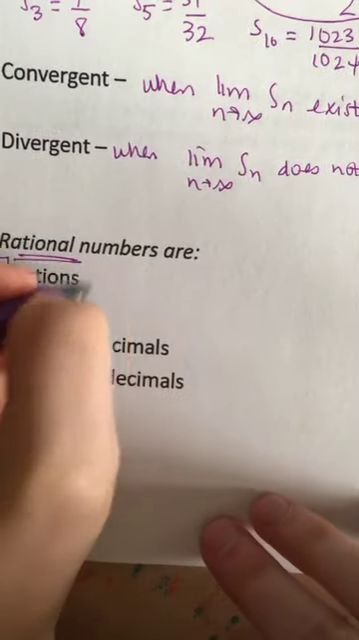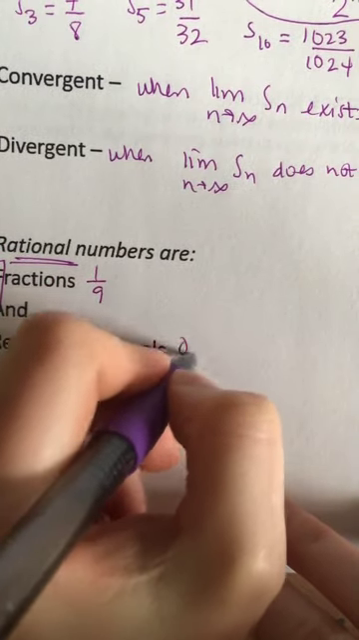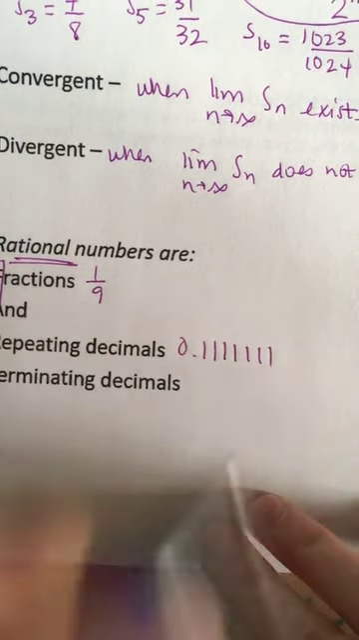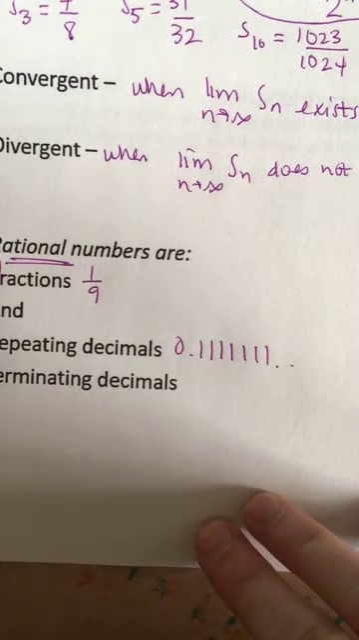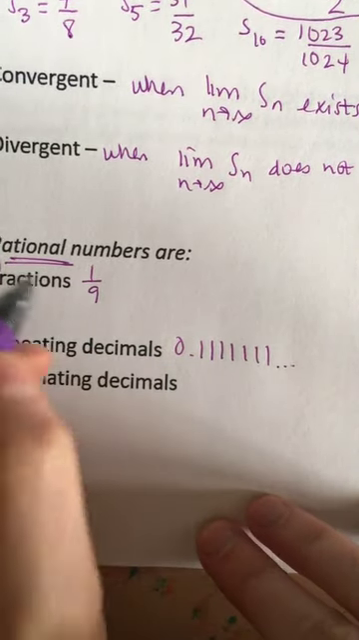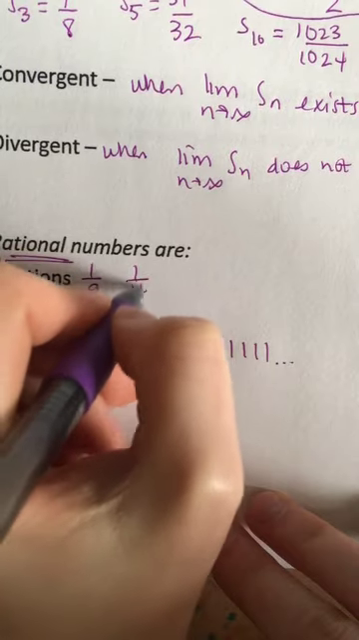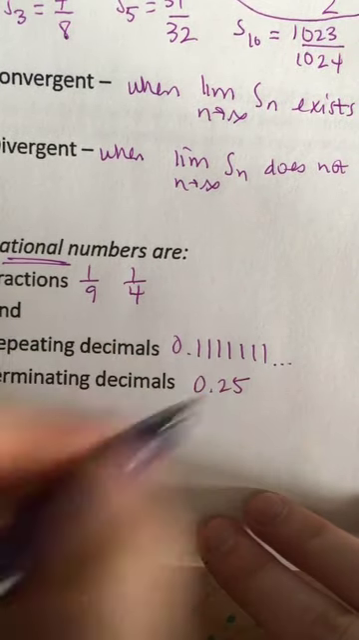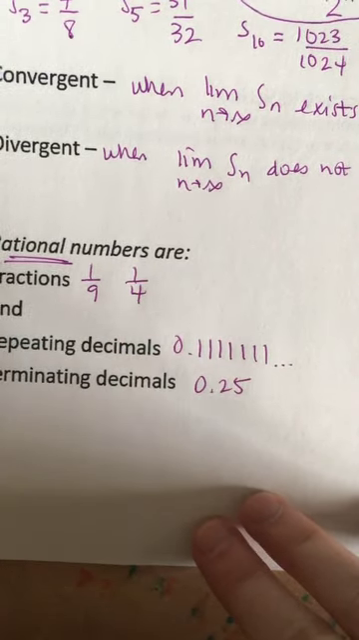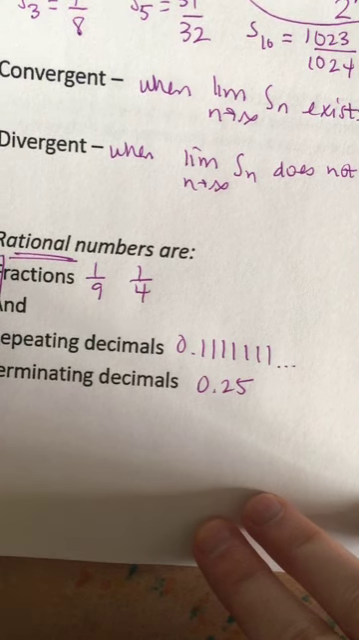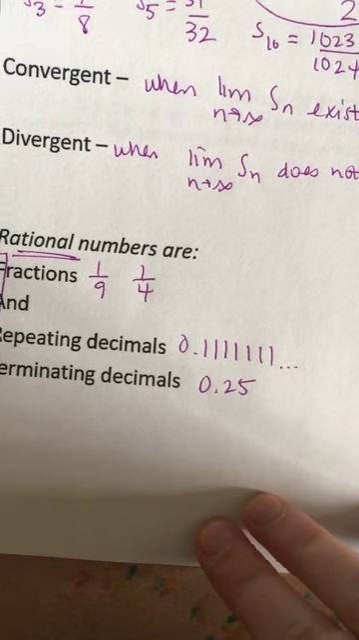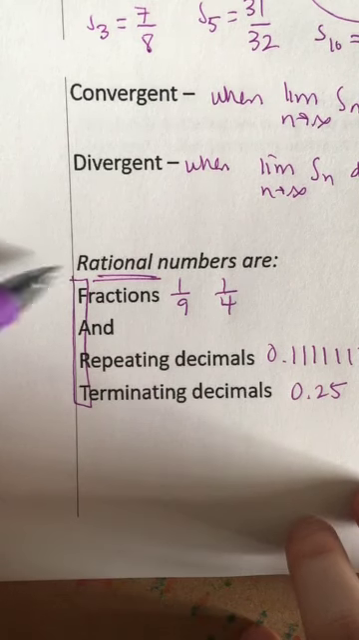So for example, if I have 1/9, that's the repeating decimal of 1, 1, 1, 1, 1, 1, 1, 1, 1, 1, 1. You get the idea, okay? One more dot. Or if I had said 1/4 as a fraction, that's a terminating decimal. So if you ever see a repeating decimal or a terminating decimal, you know that you can write that also as a fraction because they are all rational.